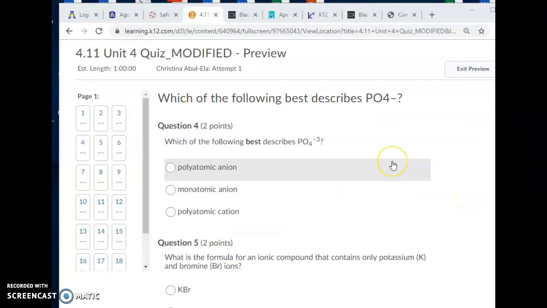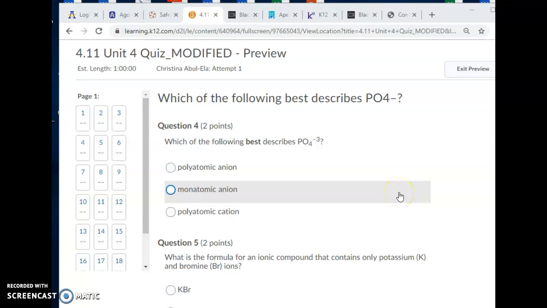Welcome to the quiz again. Polyatomic anion, monatomic anion, polyatomic cation.